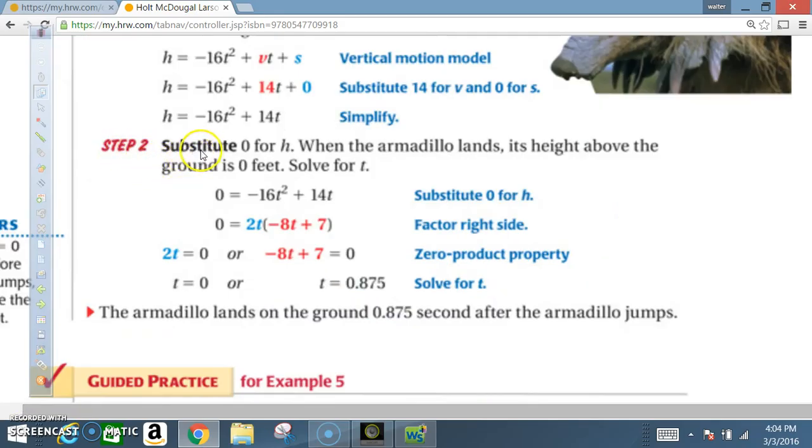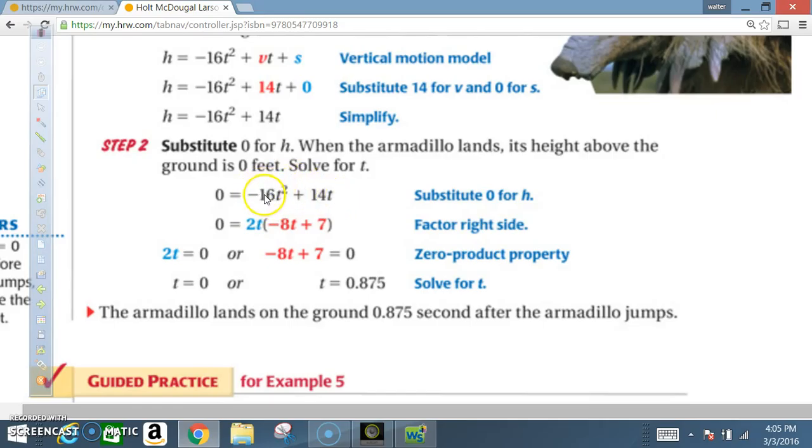Step 2. Substitute 0 for h. When the armadillo lands, its height above the ground is 0 feet. Now we solve for t. So we get 0 is equal to negative 16t squared plus 14t. Now we're going to factor, in this case, on the right-hand side. We got negative 16t squared plus 14t.